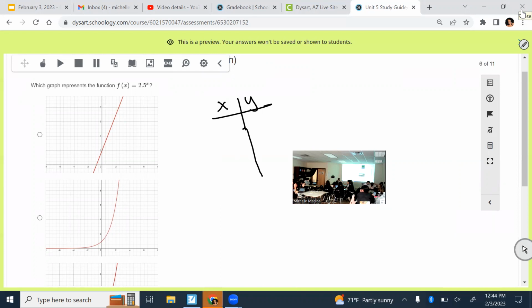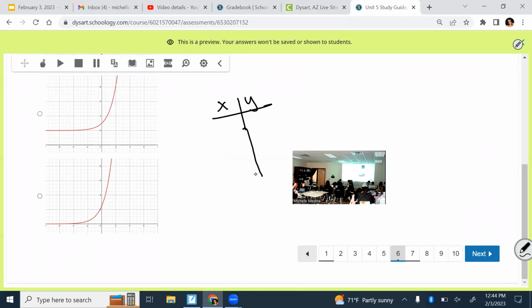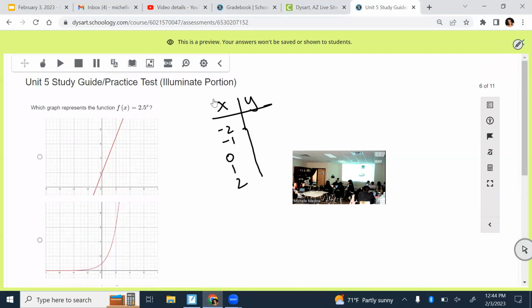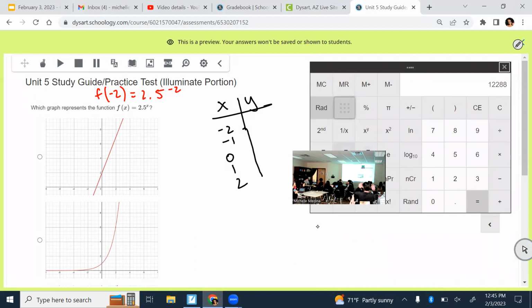I would pick ones that are near where all the action is happening. Like I wouldn't pick -10 or something like that, because that's not near where all this stuff is different. I'd pick towards the middle. So like -2, -1, 0, 1, and 2. For the Y's, how can I get the Y's? Good, plug them into your given formula, and then see what you get. And then I would compare that to my answer options and see which one it actually is.